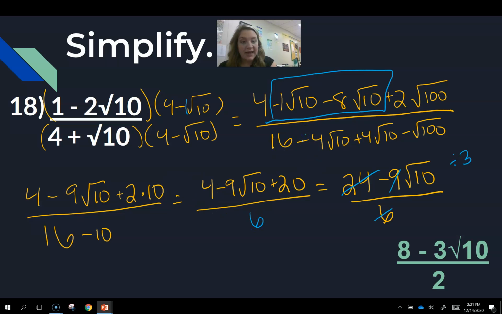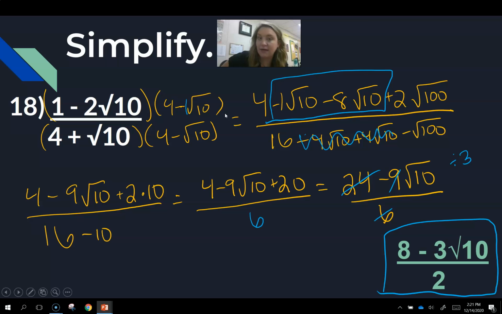My bottom, negative 4 square root 10 plus 4 square root 10 canceled out. Square root of 100 is 10. That became 16 minus 10, which is 6. We got 24 minus 9 square root 10 divided by 6. All the numbers on the outside, 24, 9, and 6, can all be divided by 3. Okay, so when I do that, it simplifies, and I get 8 minus 3 square root 10 divided by 2. And that is our final simplified answer with no radicals in the denominator.